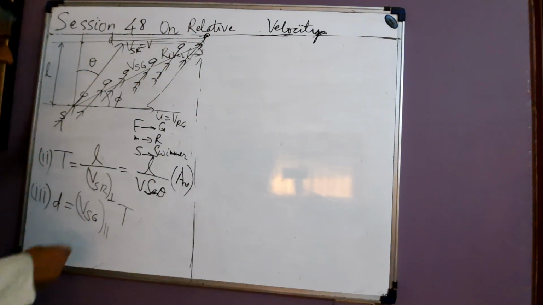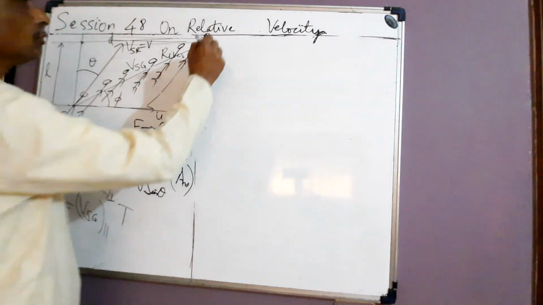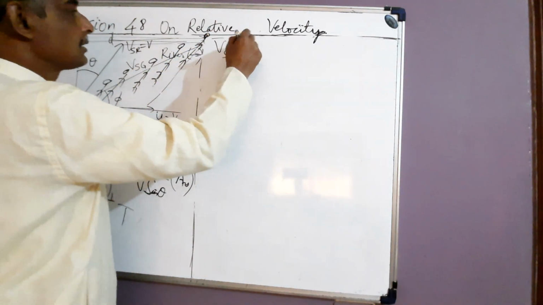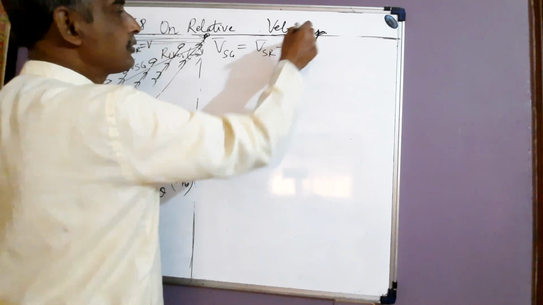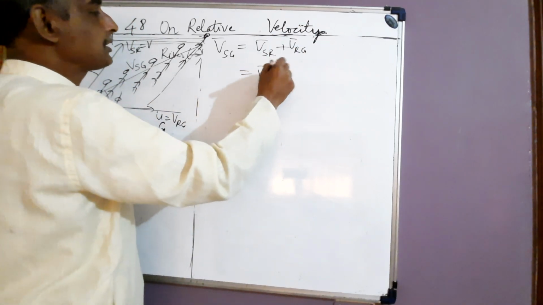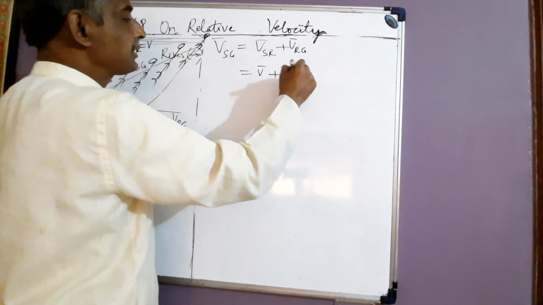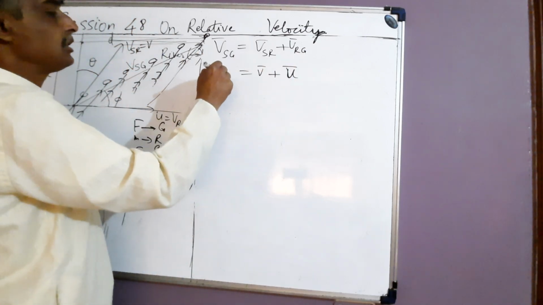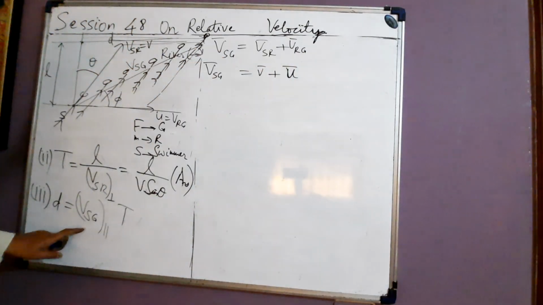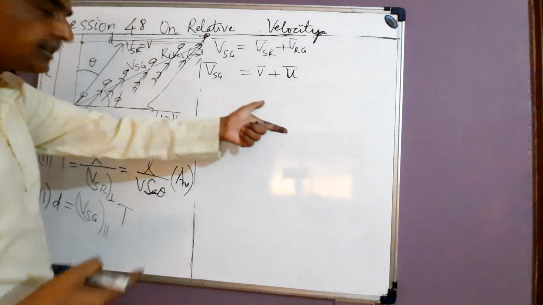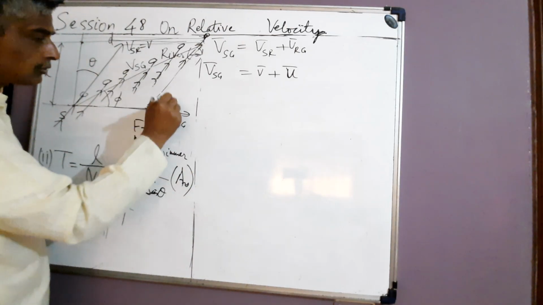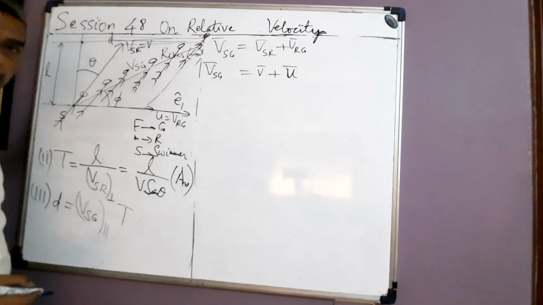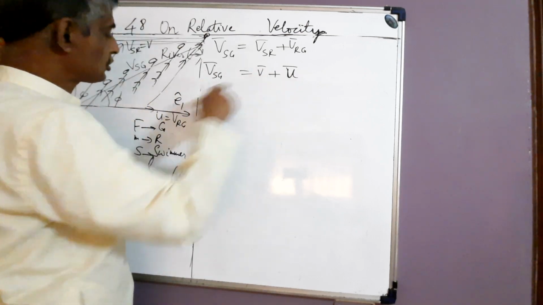So now how to find VSG parallel? For that, we write down VSG as vector VSR plus VRG, the translating frame formula. VSR is nothing but vector V and VRG is nothing but vector U, and this is VSG. Now VSG parallel is the component of VSG along the direction of VRG, that is along the direction of the unit vector E1 hat. Alright, so we dot this equation with E1 hat.